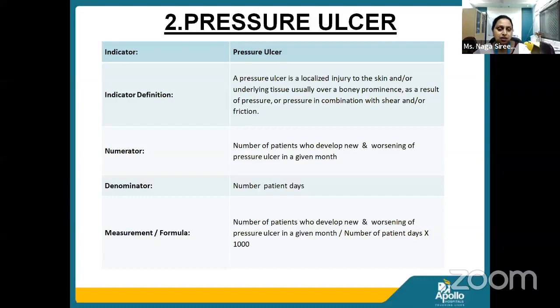Like in the ICU, we always talk with the intensivist, and they also give us suggestions: if a patient is prone to develop a pressure ulcer, how we need to do the measurements, how we need to be careful, and how to calculate this as a hospital-wise indicator also. It is the number of patients who develop new or worsening pressure ulcers in a given month, divided by the number of patient days, times 1000.